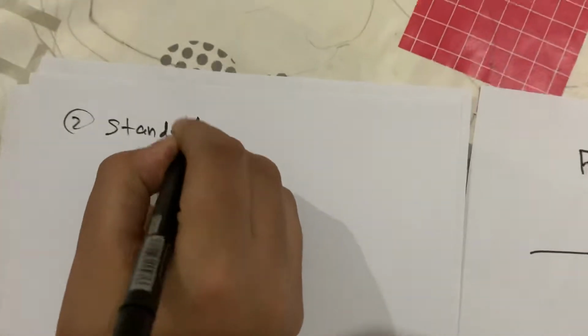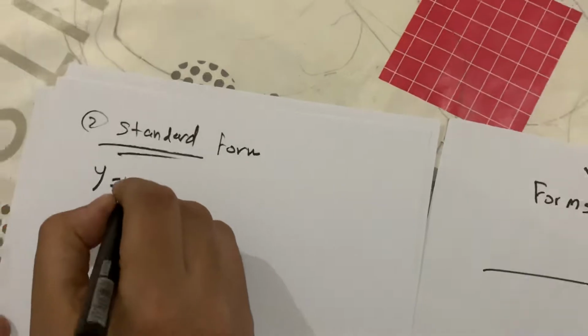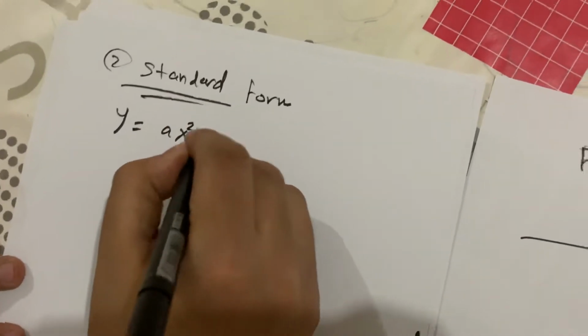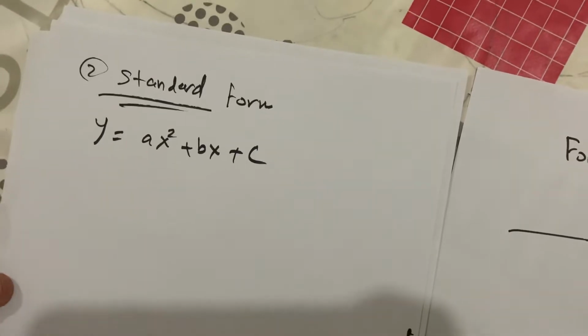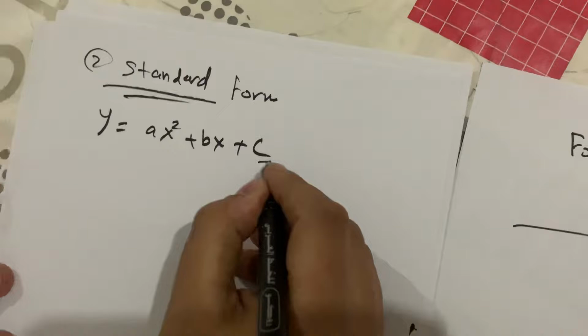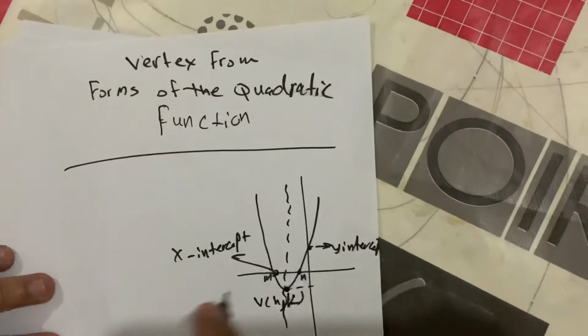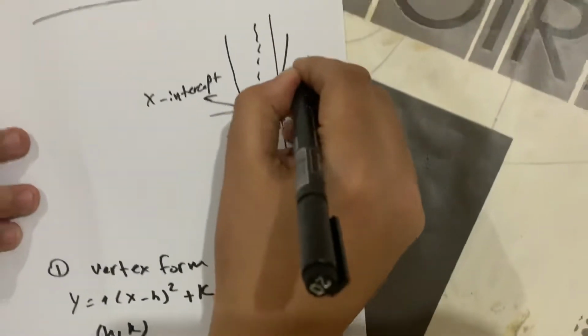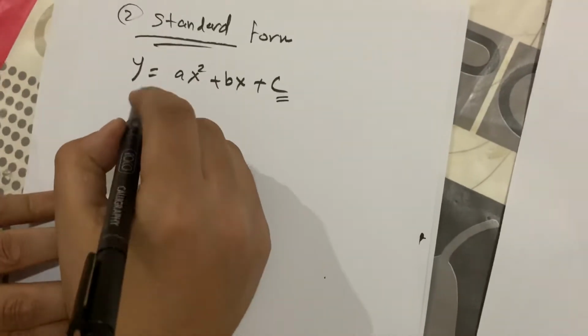What is the standard form? y equals ax to the power of 2 plus bx plus c. Actually, in the standard form, the vertex is not clear and nothing else is clear except the y-intercept. The y-intercept, if you remember, is c in the standard form. Then, how can I find the vertex?